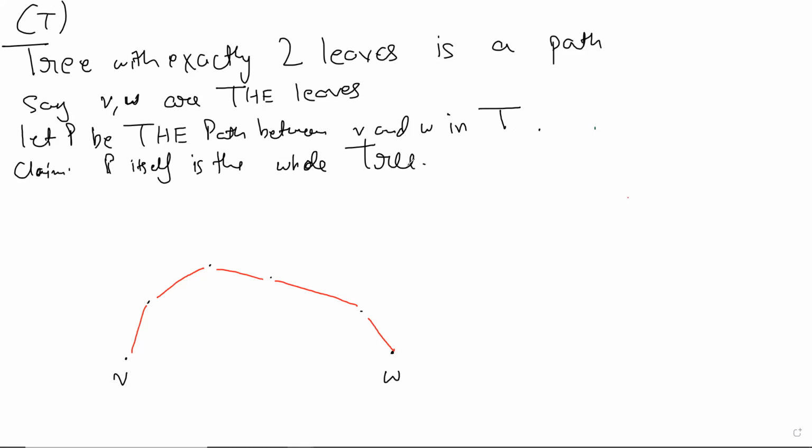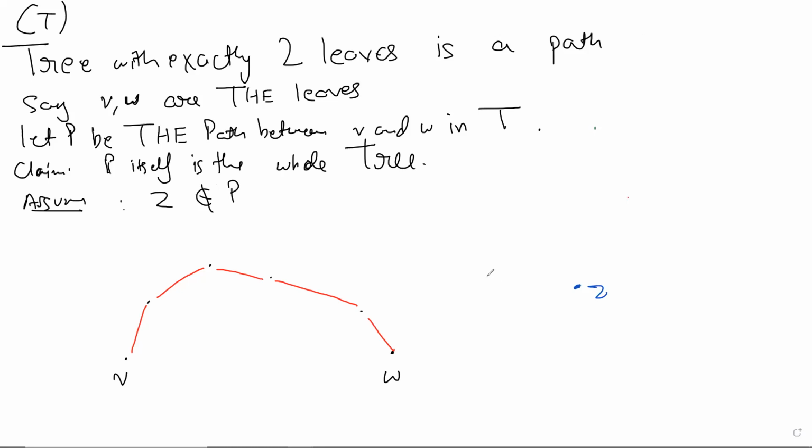So how do you show such a thing? You have to assume that there is something outside, right? So assume that some Z is not in the path. So there is some Z outside. That's a different color, Z.